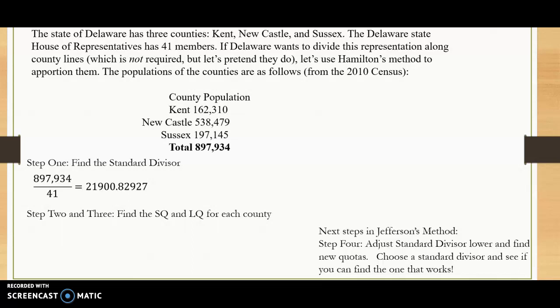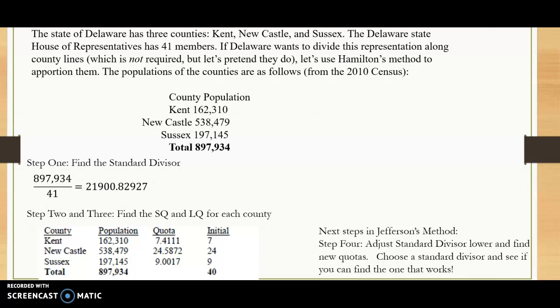And so just like the last example, we want to take the total population of the state, which is 897,934, and divide by the number of representatives that we're looking to divide, which is 41. We end up with the standard divisor, 21,900.82927. Step 2 and 3, same exact thing as in Hamilton's method.